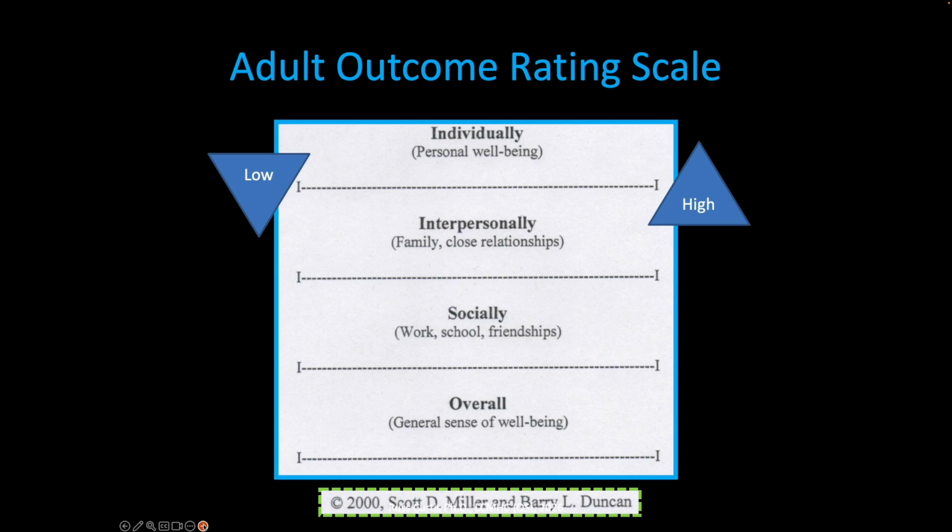And the adult outcome rating scale looks like this. Again, on a visual analog, you're seeing where the low and the high would be. The client would put an X on this, and of course, there are online versions of this. For confidentiality's sake, maybe you want to keep them on paper. Individually, personal well-being: how are you doing? Interpersonally, family or close relationships: how are you doing? Socially, work, school, friendships, and then overall general sense of well-being. So this is covering a lot of the big domains that people come to mental health for or are experiencing when they are in medical settings and they've got an illness, and all of these domains are being affected.